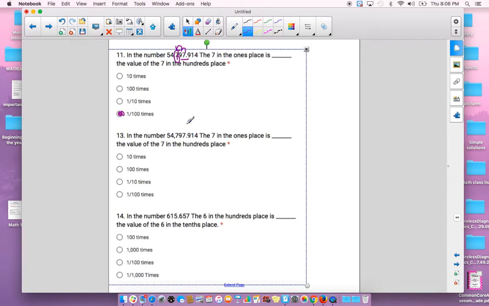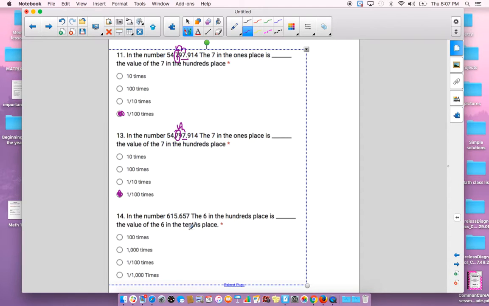All right, in the number 54,797 and 914 thousandths, that's a big number. The 7 in the ones place, underlining the 7 in the ones place, compared to the hundreds place, circling the hundreds place. Again, I'm going to the left, 1, 2 jumps, making my arrow. There are 2 jumps, so every time we go to the left, it's getting larger, so this is going to be smaller. This is smaller than this number. And it would be times 1/10 times 1/10, which is 100th.